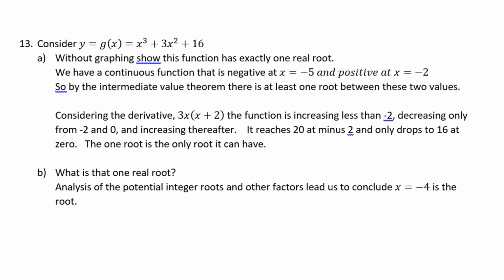Problem 13. We were supposed to, without graphing, show this function has exactly 1 real root. So it's a continuous function that is negative at x equal minus 5 and positive at x equal minus 2. So by the intermediate value theorem, there's at least 1 root between these two values. When you consider the derivative, it's increasing if it's less than minus 2 and decreasing only from minus 2 to 0 and increasing thereafter. But it reaches 20 at minus 2 and only drops to 16 at 0. Therefore, the only root that we can have is the one that the intermediate value theorem is telling us about.